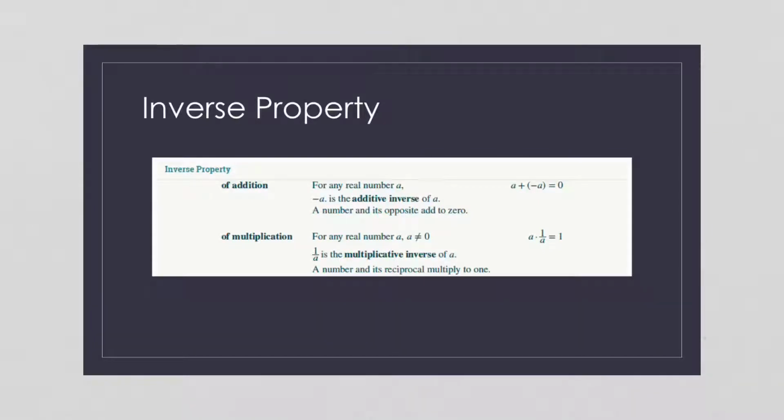The inverse property, so take a look at this. This says that any number plus its opposite gives you 0. The inverse property of multiplication says that if you multiply a number times its reciprocal, you always get 1. So any number times its reciprocal is equal to 1.